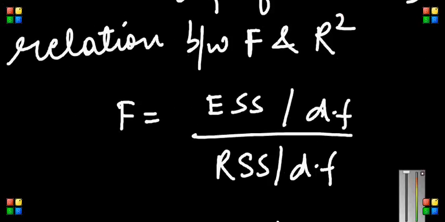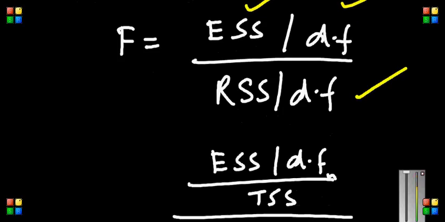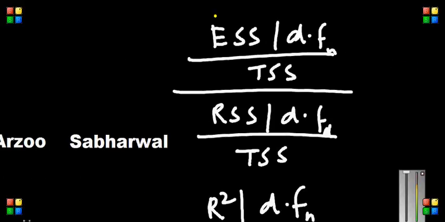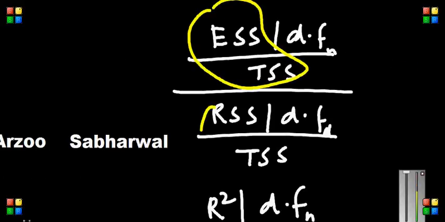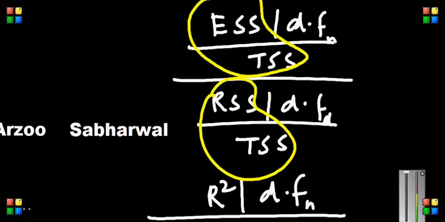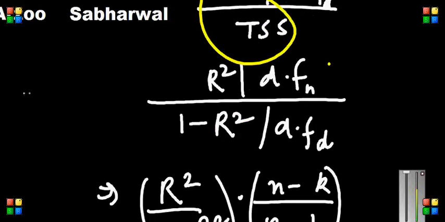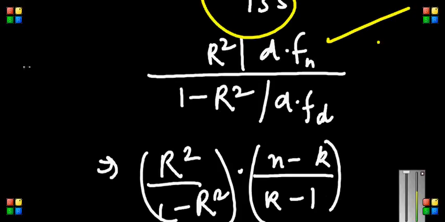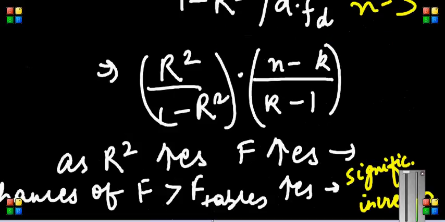Okay, so now let's come to the relationship between F and R square. So I already know that F is nothing but ESS upon its degree of freedom upon RSS upon its degree of freedom. I divide numerator and denominator by TSS, and this thing becomes R square, and this thing becomes 1 minus R square. So I have this. The degrees of freedom of the numerator was nothing but 2 in this case, and this was nothing but n minus 3. So I just write this down and I get this.